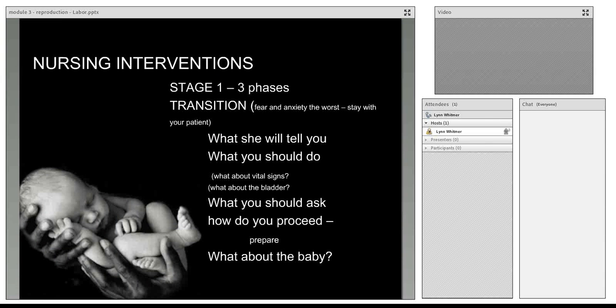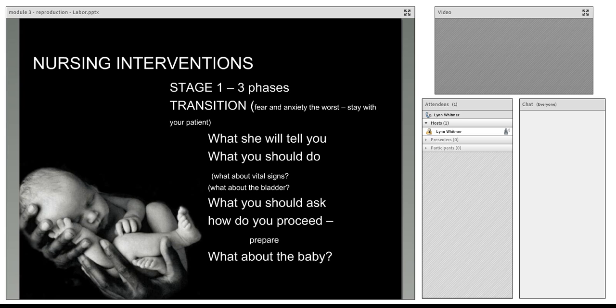Phase 3, transition. Fear and anxiety is going to be the worst, so you'll need to stay a little closer to your patient at this point. Transition moves pretty quickly. It is exactly what it is, the transition from labor to starting to push. And it moves quick, so 8 centimeters to 10 centimeters goes rapidly, anywhere from 30 minutes to 2 hours. Usually the time stamp is 2 hours maximum before she can start pushing. But we try to keep her from pushing down if we can.